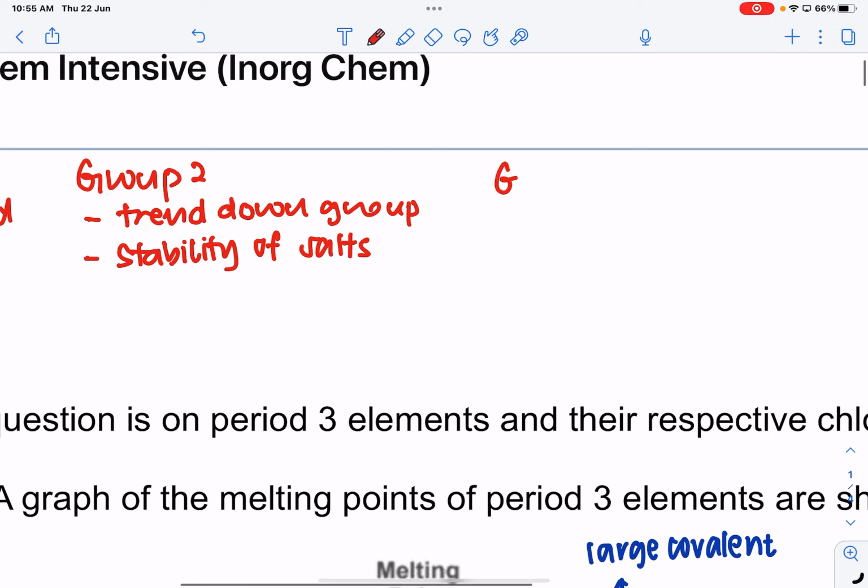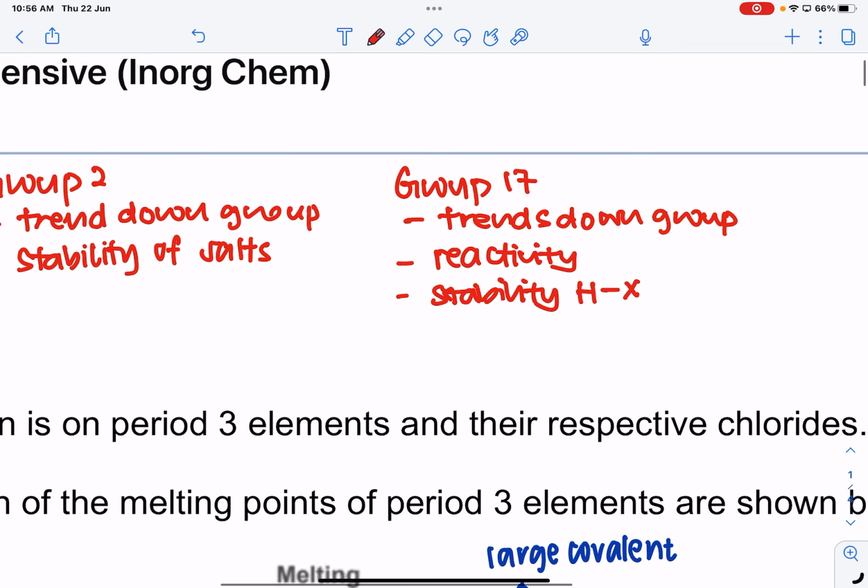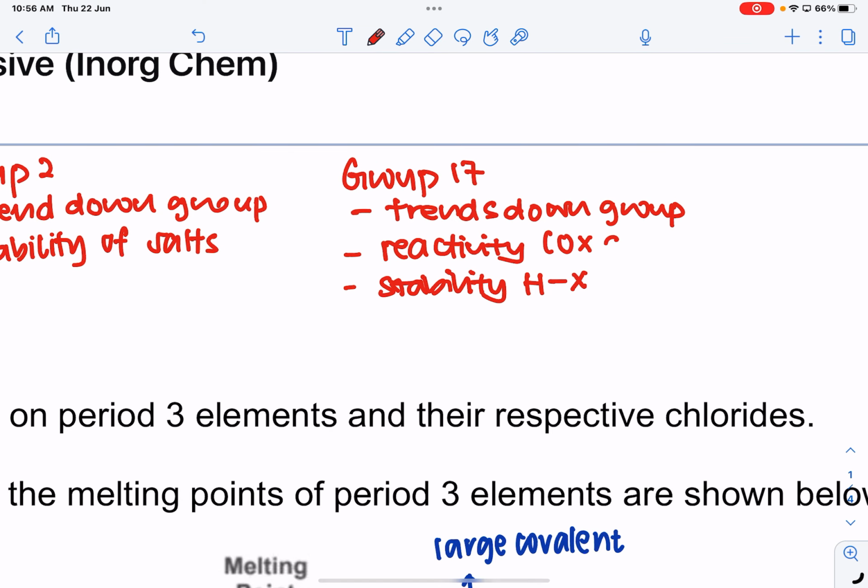Okay, for group 17, same thing. Your trends down the group, so things like your melting point and boiling point. Or they will ask you your reactivity and your stability. The stability here is of your HX. Reactivity is in terms of being an oxidizing agent, because group 17, the halogens, themselves want to be reduced. So as they are reduced, they oxidize another compound. That's why they are oxidizing agents.